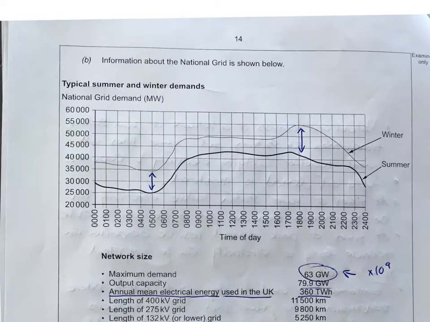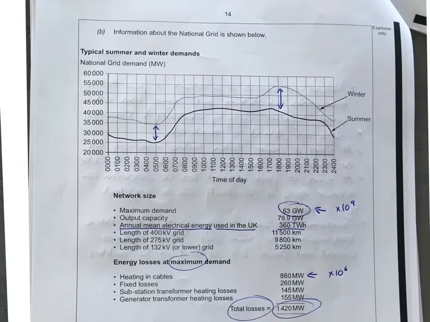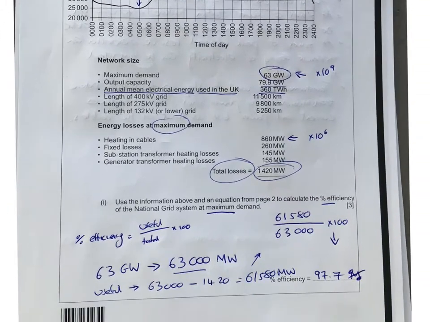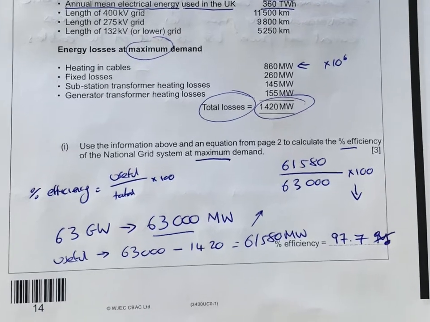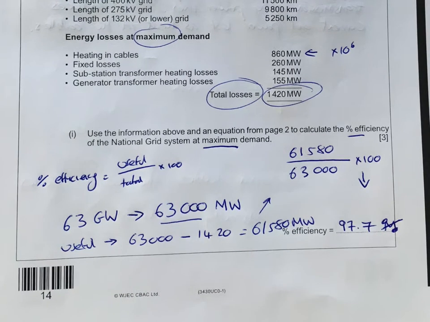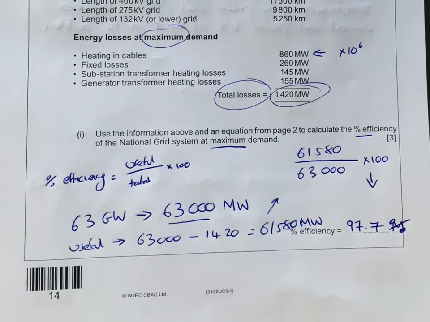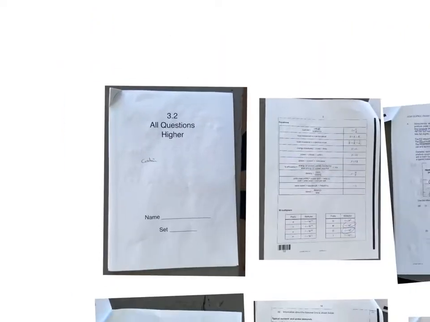Next question is all about reading graphs. Oh no, it's still connected. This one, we've got to watch out for these units, because we've got terawatts, gigawatts, and megawatts going on. So it's just worth noting there. The question's relatively easy apart from that. It's just a simple efficiency question, using information and an equation from page 2. Let me just show you that equation so that you know I'm not making it up.